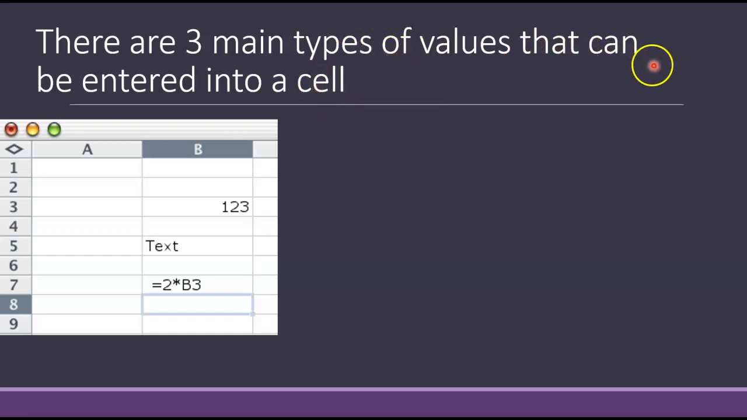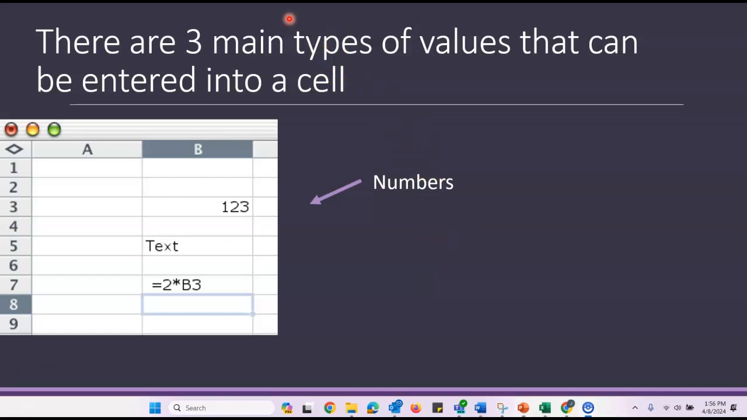There are 3 main types of values that can be entered into a cell. We can enter numbers, text, and formulas. Numbers, you will notice, are entered and they start on the right-hand side of the individual cell. So if we were actually doing any form of math problem, we would typically begin to line up all of our values in places. So place value.